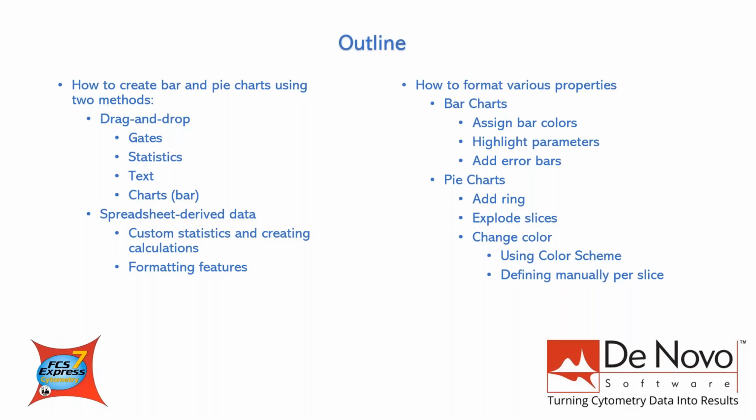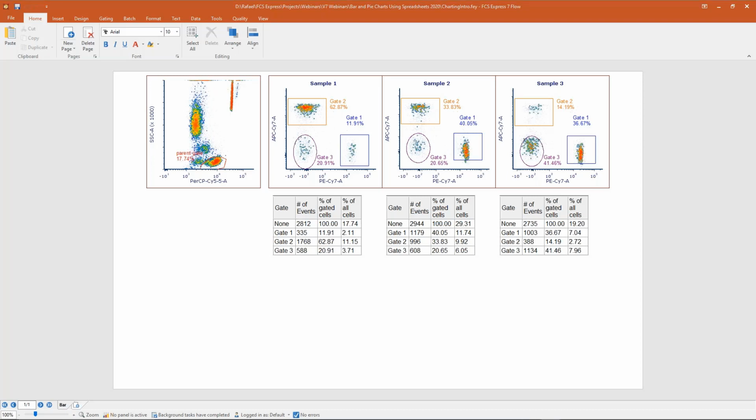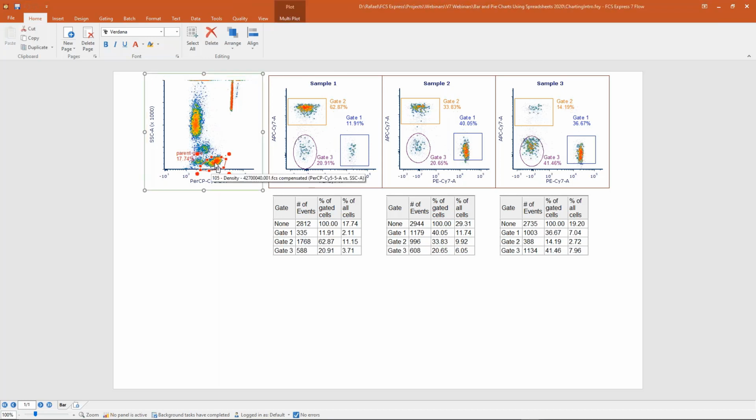So let's begin our tutorial today with a bar chart analysis. I'm going to go ahead and open up a pre-built layout here. On this layout, we have several density plots showing data across 3 different samples, sample 1, sample 2, and sample 3. And on the plot to the left, we've identified our parent population and created a gate. On the 3 plots to the right, we've applied that parent gate, and then for each one of these samples, we've created 3 additional gates, gates 1, 2, and 3, to capture each of the 3 subsets shown in these samples.